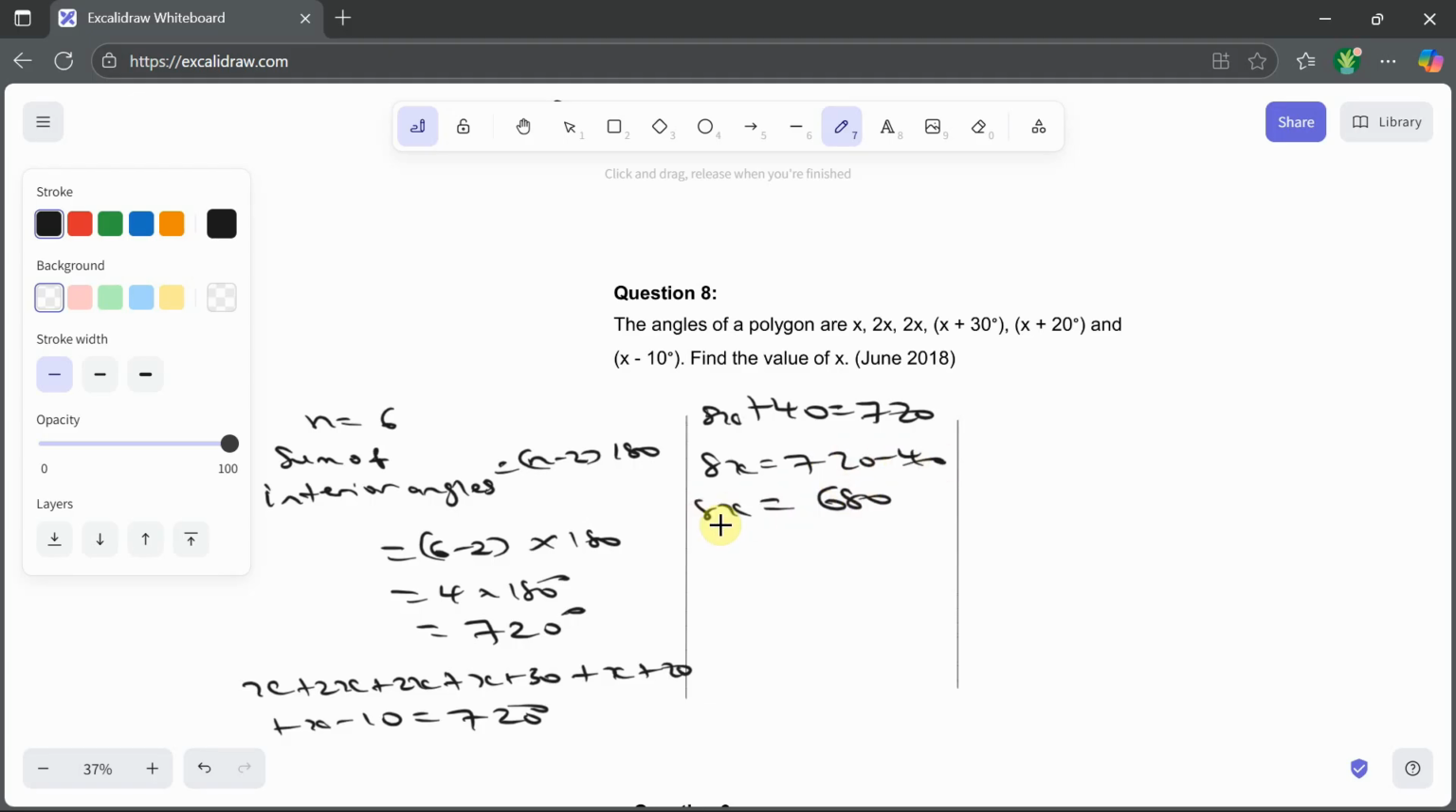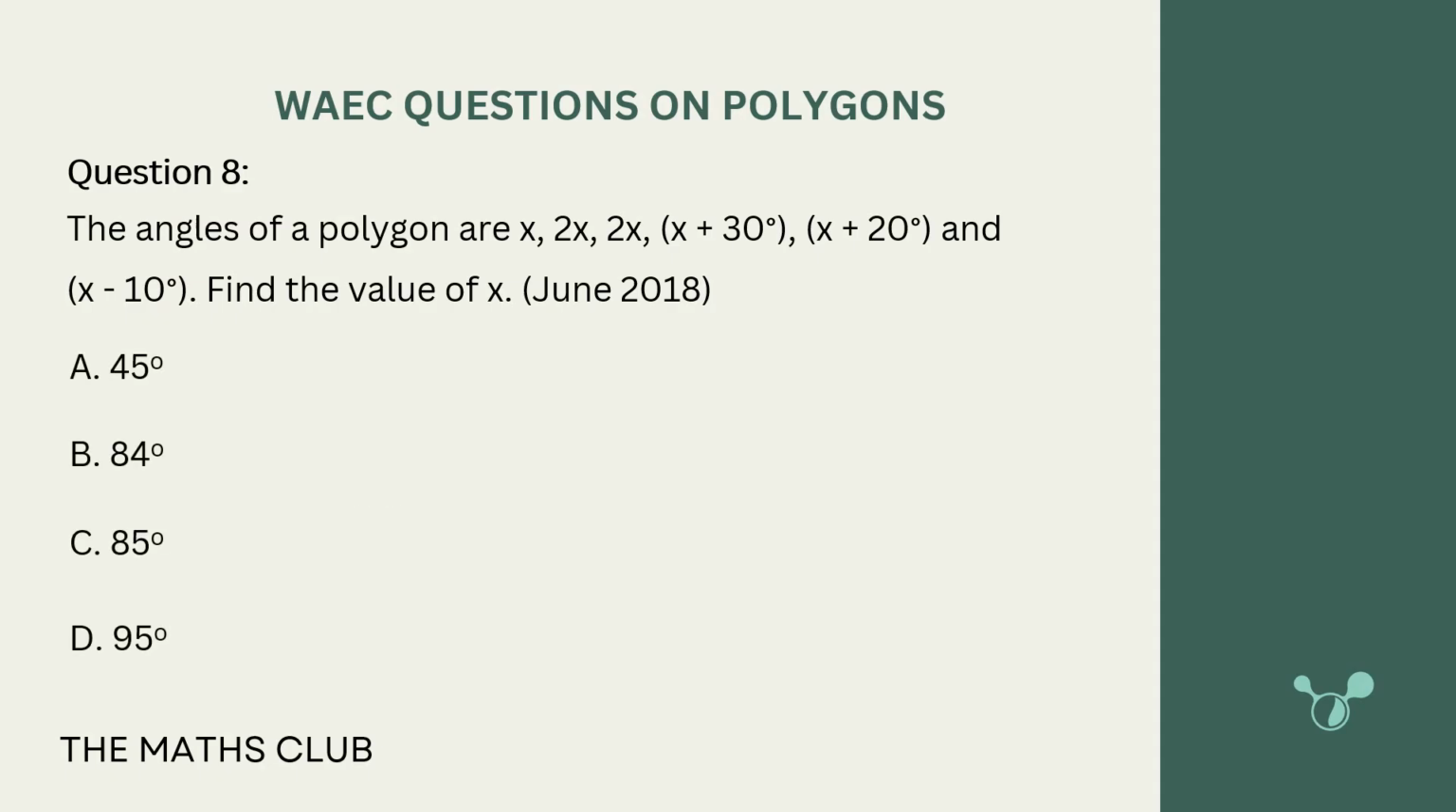So 8x, if I divide both sides by 8, my x would be equal to 85 degrees. So the value of our x here is 85 degrees. This way from the other question I said we should find the smallest value. Of course, the smallest value will still be x here. But I mean, look at those small nuances. Always do the question very well. Let's see if our answer is correct. That would be option C. Great.